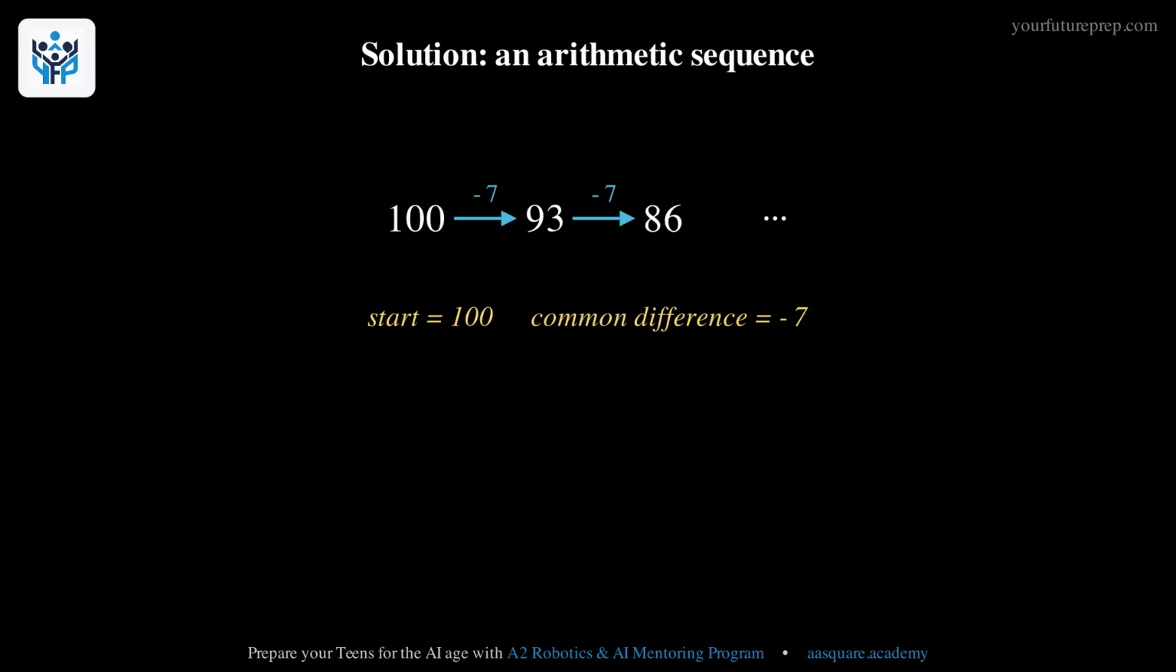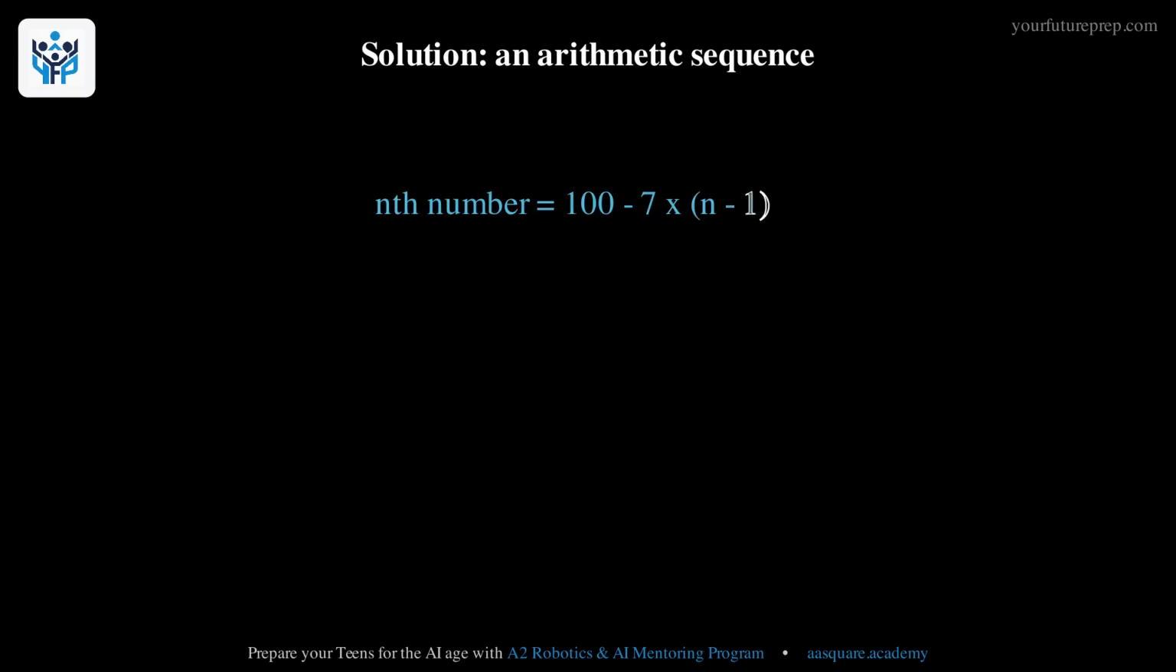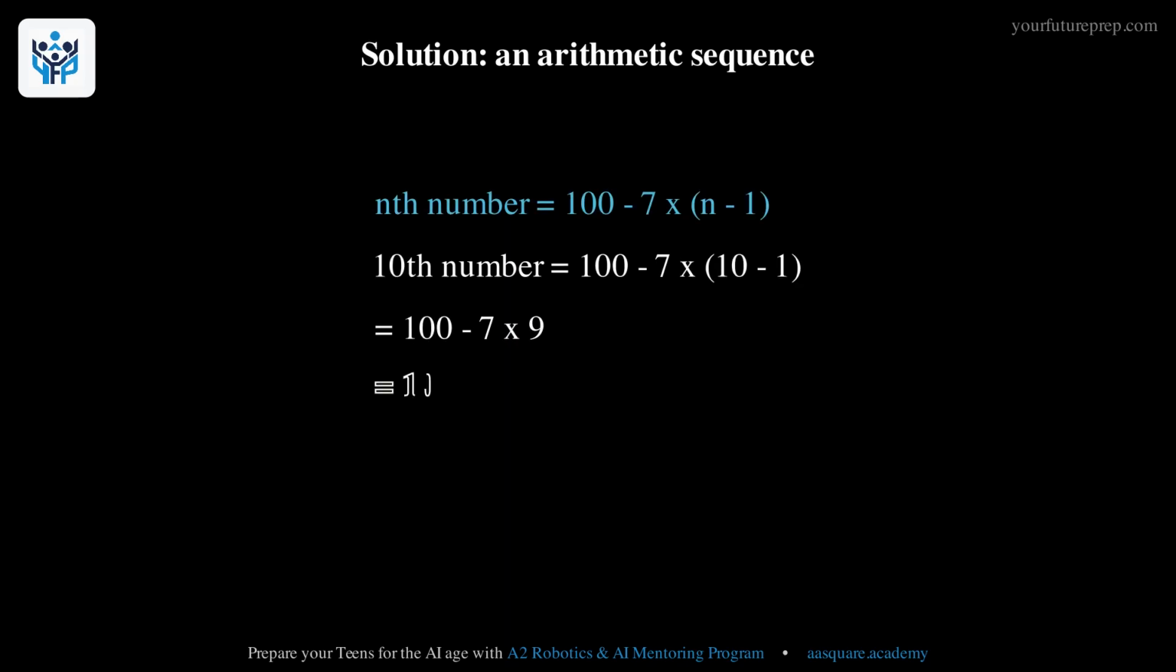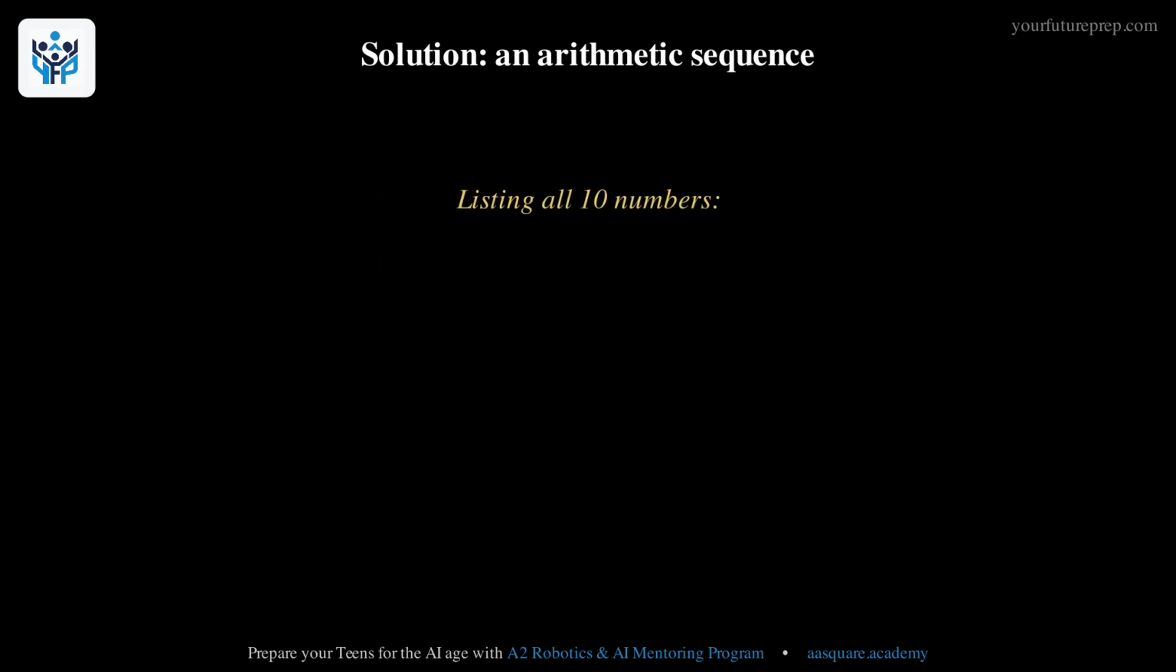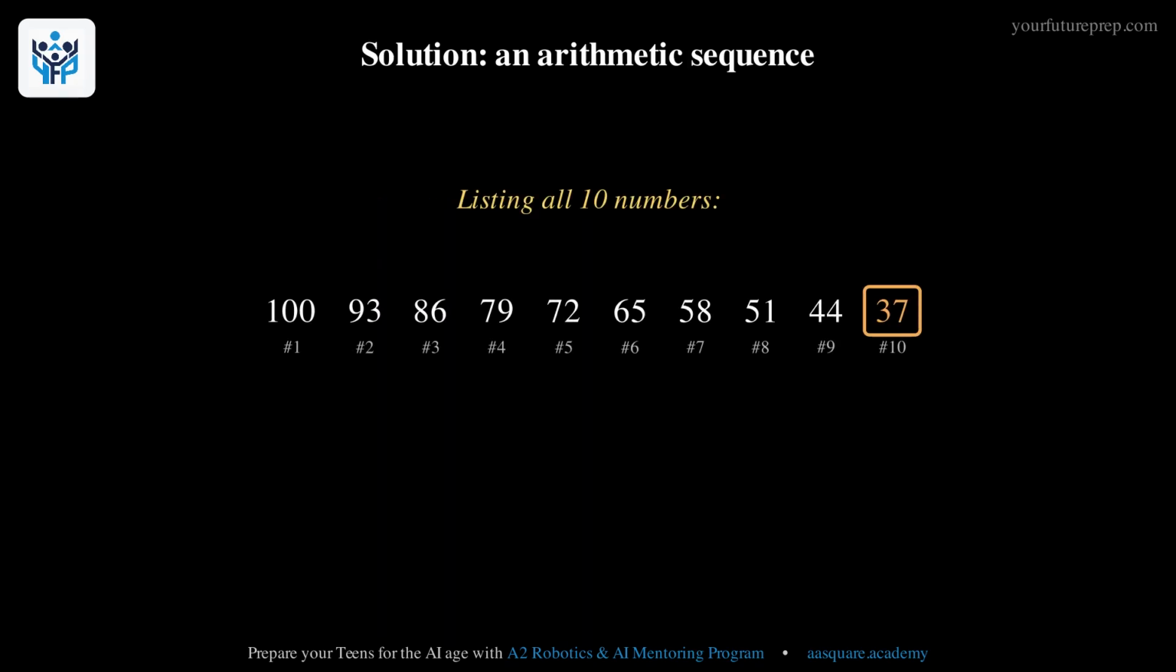Each number is 7 less than the one before it. So this is an arithmetic sequence that starts at 100, with a common difference of -7. To get the 10th number, we start at 100 and subtract 7 a total of 9 times. That is, 100 minus 7 times 9. 7 times 9 is 63, and 100 minus 63 is 37.